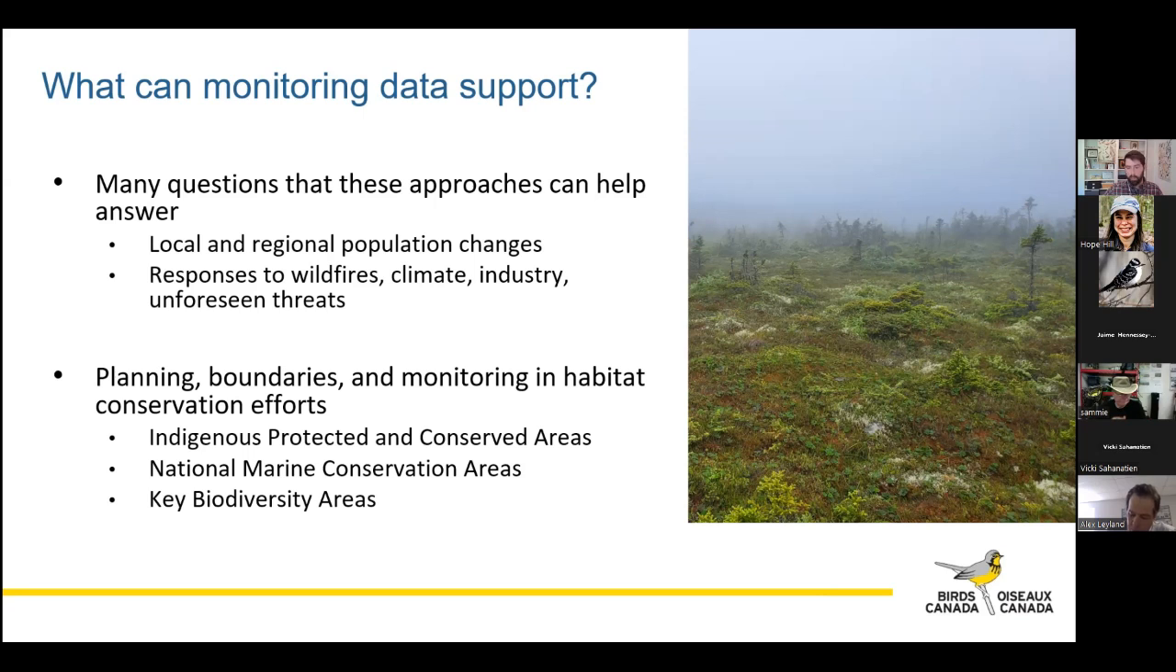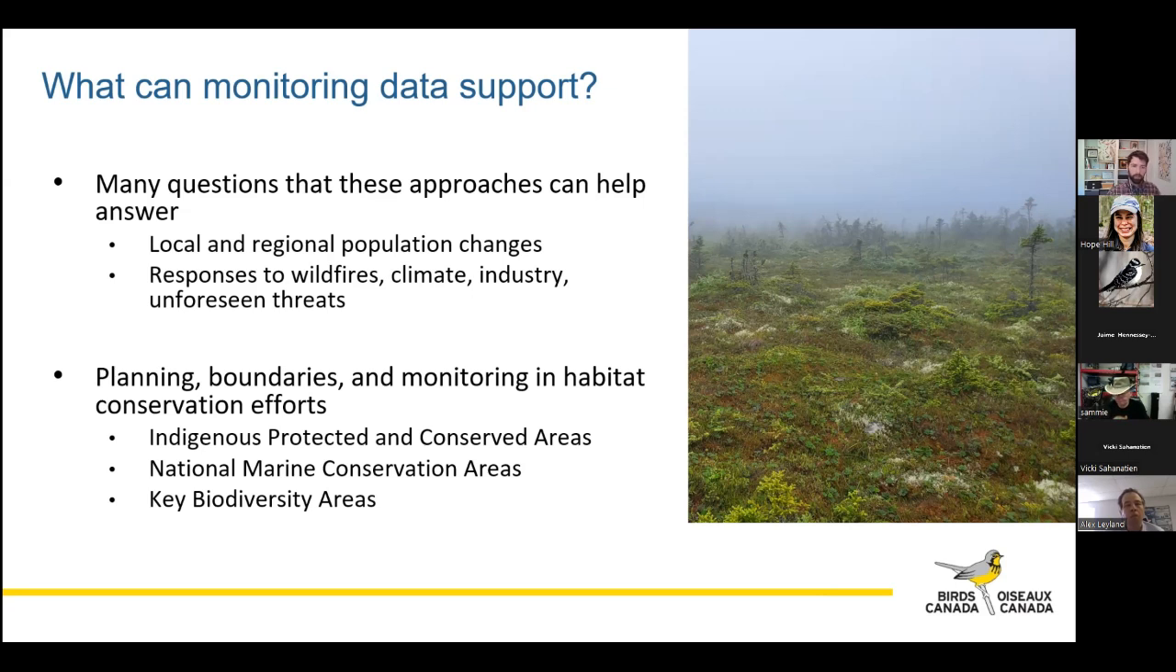And same kind of questions with climate and industry and any unforeseen threats. As we have this data existing, for anything that might happen in the future, we can be a bit more prepared for understanding the impacts of it. And then also conservation areas benefit a lot from monitoring data. So planning where we need conservation areas, planning boundaries of conservation areas based on where we have high populations of certain species or more threatened species, whatever the need might be. And once we have conservation areas, understanding if they're effective takes monitoring as well.